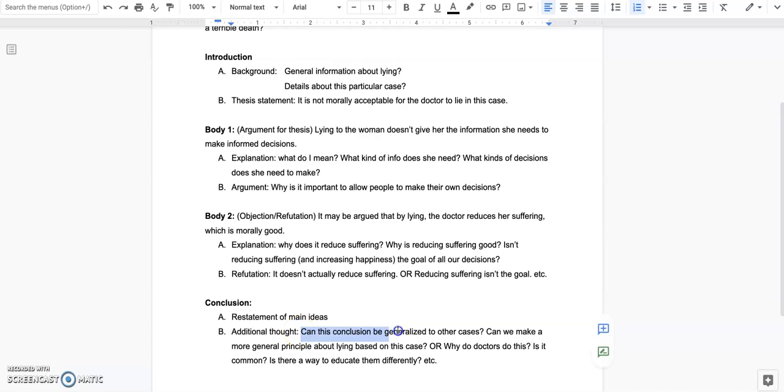Maybe this conclusion can be generalized to other cases. Maybe we can make a more general principle about lying. Maybe lying is never right because it always takes away the ability to make a decision. Maybe. Or here's a totally different direction. Why is it that doctors lie in this way? Is this a common thing? Maybe in certain cultures, maybe in my culture, this is common. Maybe they need to be educated differently at medical school. So maybe I'll make some recommendations based on my analysis of this case.